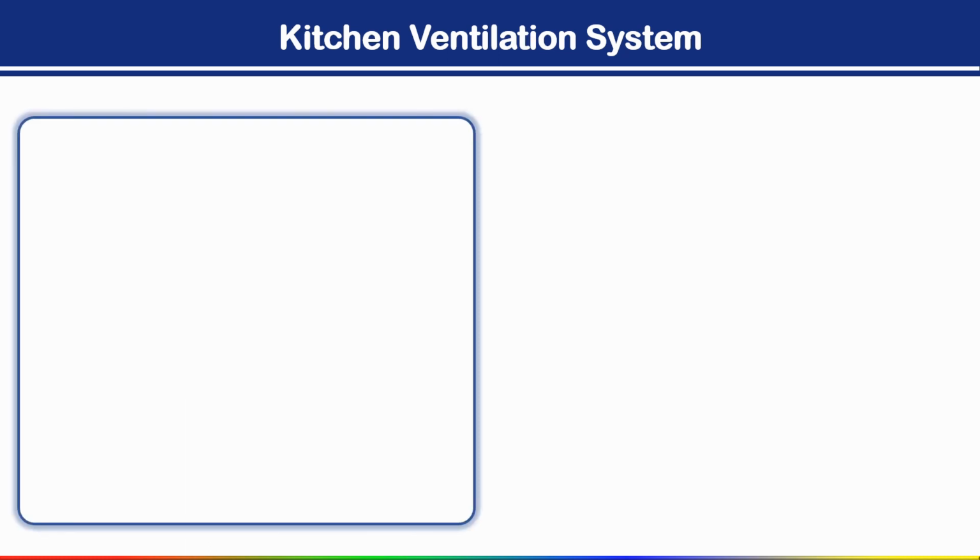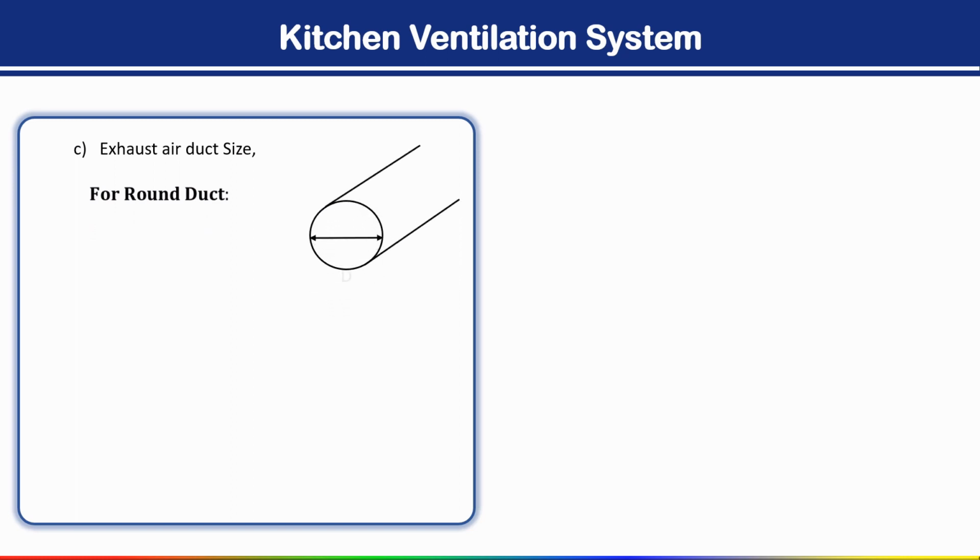Now see, suppose I want to install a round duct. For a round duct we need the diameter of that duct, capital D. So how do we find the diameter? We have already calculated the area. How much?